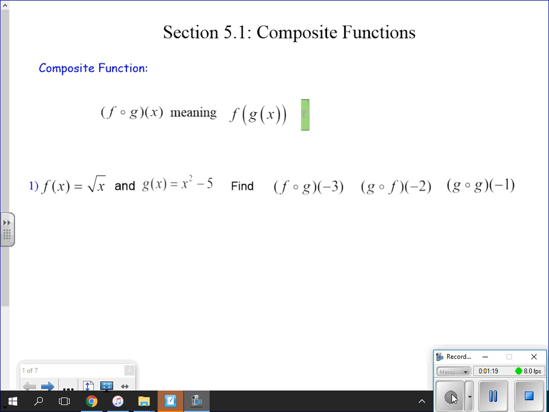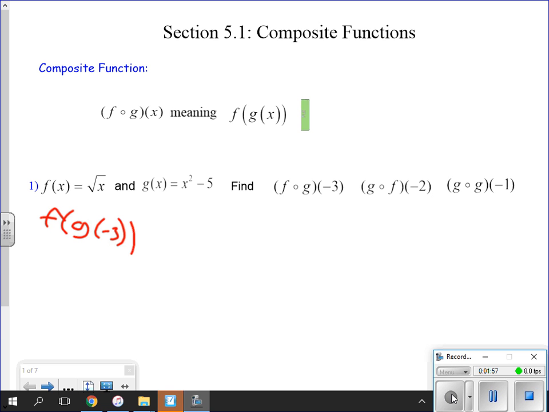So I'm given two functions. f of x is the square root of x. g of x is defined as x squared minus 5. Using that, I need to find f composed of g of negative 3. What does that mean? That means I need to find f of g of negative 3. I take negative 3, plug it into g, figure out what that number is, take that number and plug it into f.